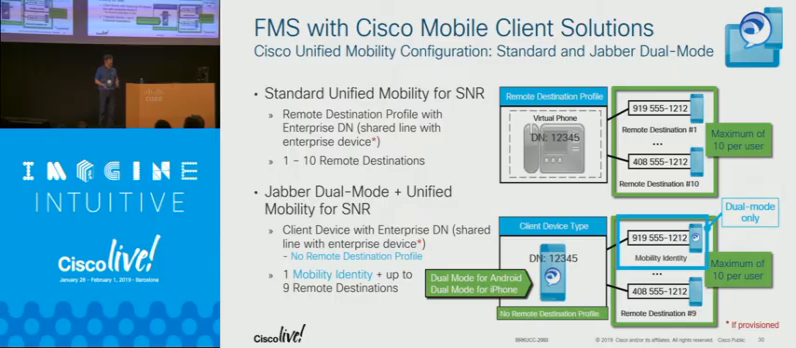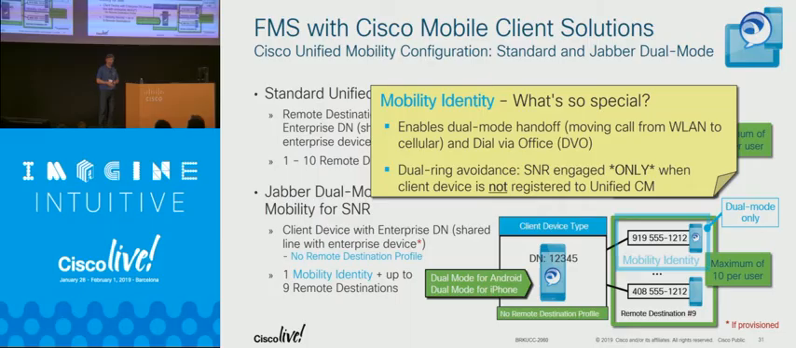Mobility identity is specifically related to this fixed mobile substitution. The reason that it's important is because it provides a couple of special functions. First, it enables dual mode handoff and the ability to move a call from the Wi-Fi interface to the cellular voice interface. It allows us to do dial by office, which we're not going to talk about today, but is automated enterprise dialing with an application. But the bigger thing that it provides is the dual ring avoidance. I'm going to talk about dual ring avoidance in a minute, but the whole idea is if I configure my mobile number as a mobility identity on a Jabber client, I'm going to get some additional capabilities.